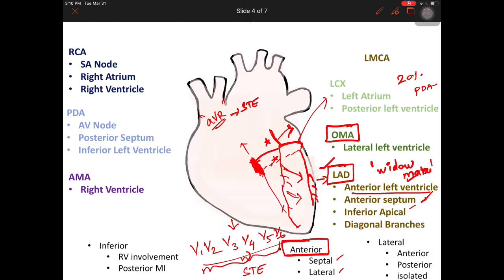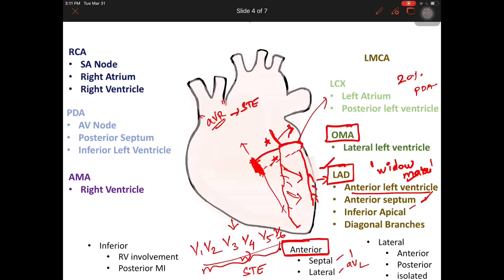And if these two are involved, then it's called anterior lateral. Sometimes along with these chest leads, the lateral leads 1 and AVL also will show ST segment elevation. This is called extensive anterior myocardial infarction, which carries a high mortality risk. So this is the left anterior descending story.